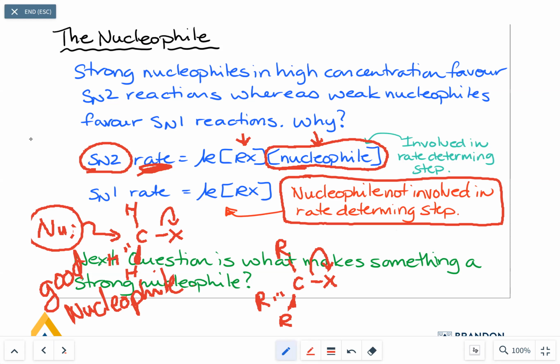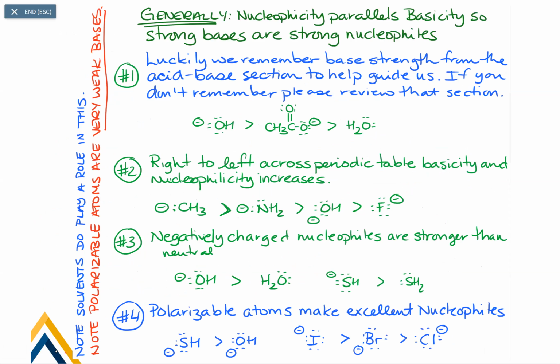and we're only talking about secondary alkyl halides here. You want to use a poor nucleophile to promote an SN1 reaction, whereas you're going to want to use a strong nucleophile to promote an SN2 reaction. Because the nucleophile is in the rate determining step for an SN2, but it's completely absent from the rate determining step in an SN1. So the next question is, what makes something a strong nucleophile or a good nucleophile?